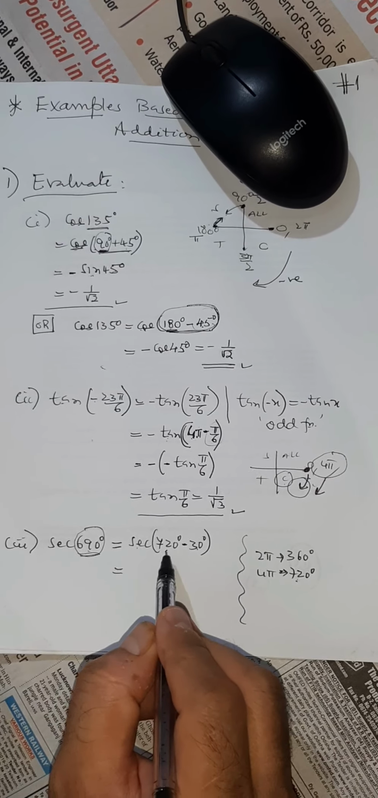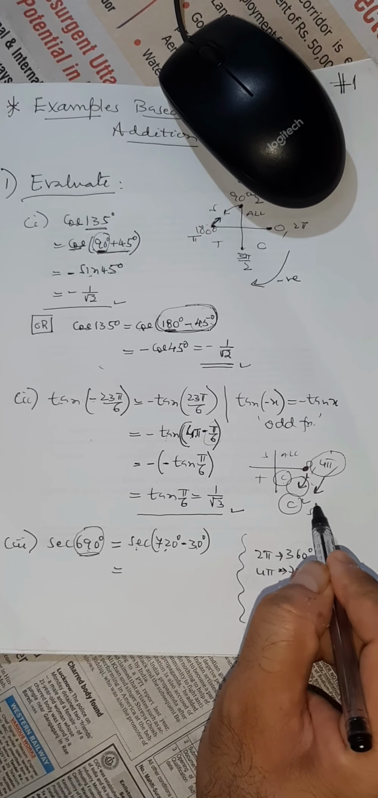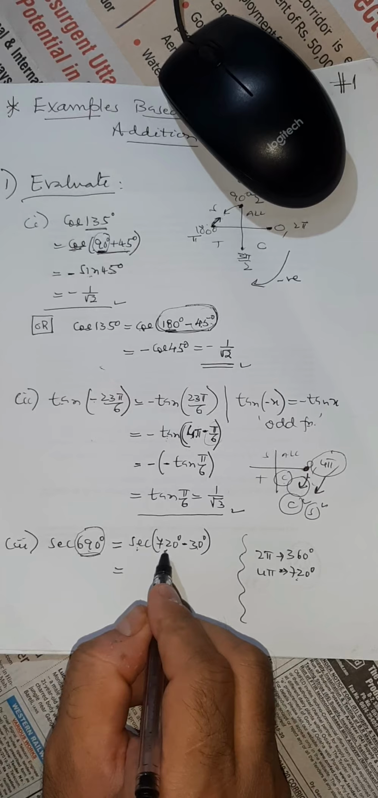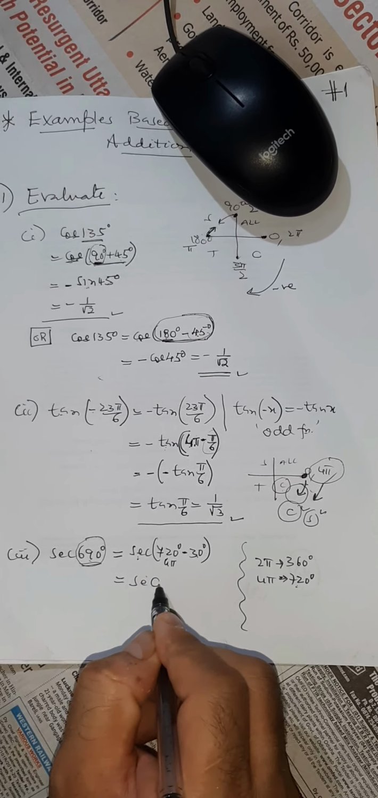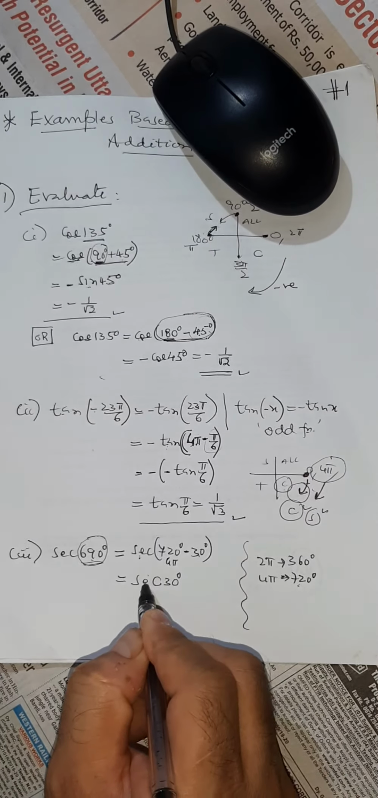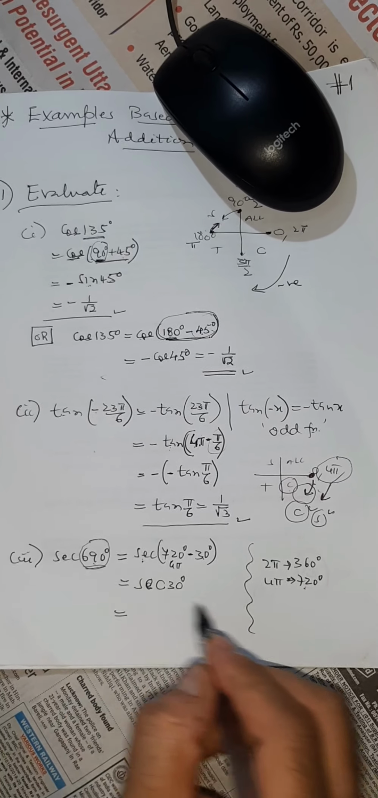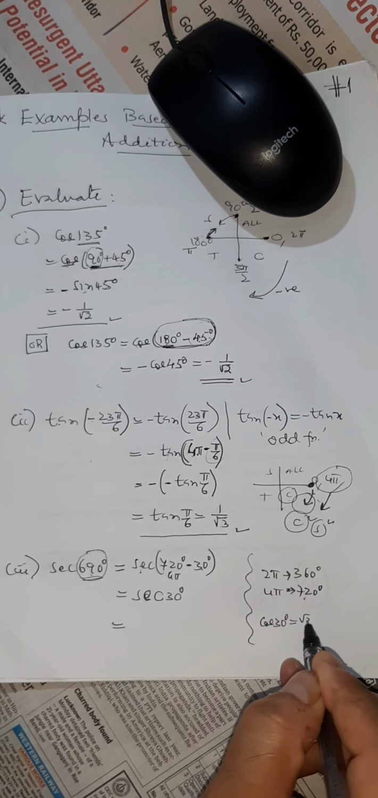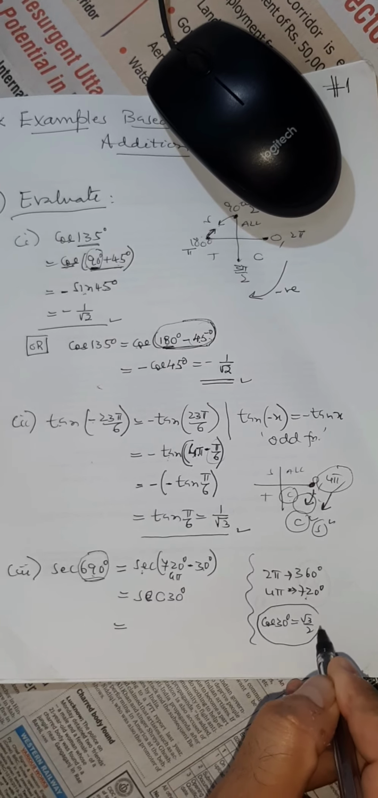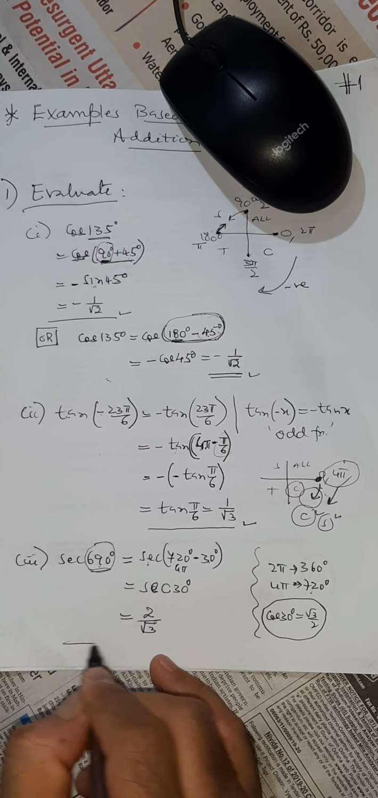Fourth quadrant. In the fourth quadrant, sec is positive. C means cos and sec. Both are positive. And this is 4 pi. So the function remains the same. So this is sec 30 degree. Now you know the value of this. At least cos 30 you know. What is cos 30? That is root 3 by 2. This much you know. So this will be 2 by root 3. This is the value.